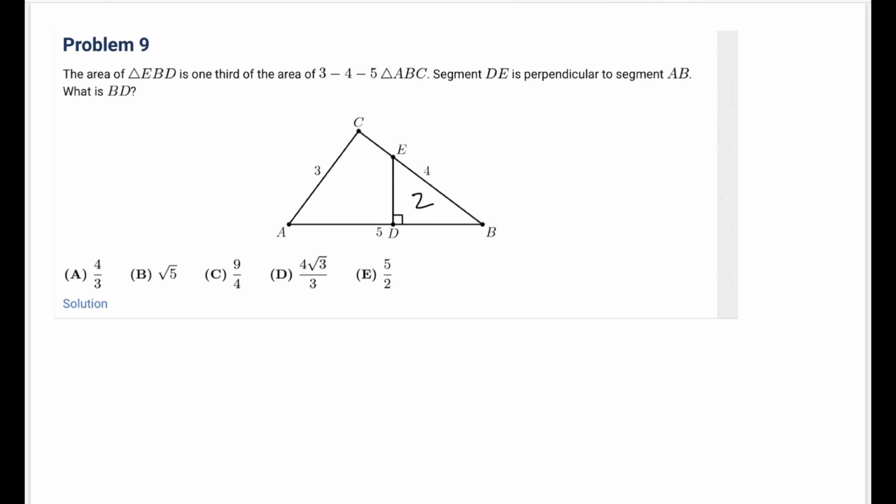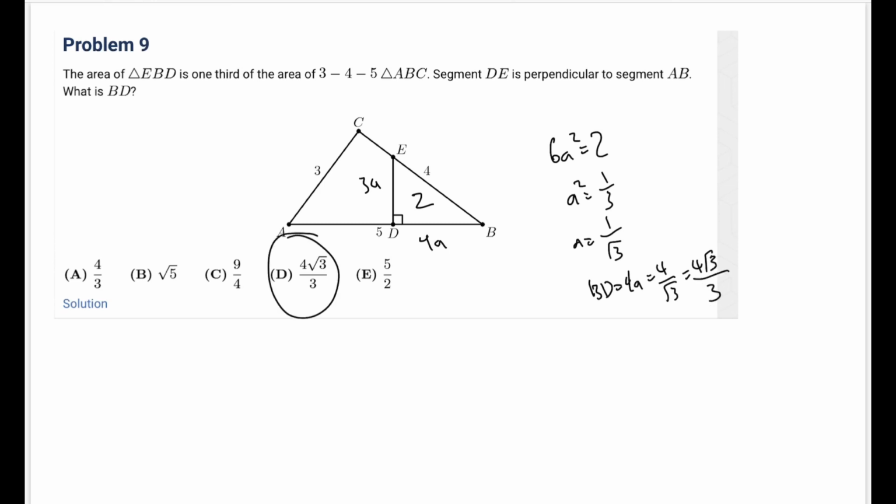And since this triangle and this triangle are similar, let's say that this is 3a and this is 4a, and so 6a squared would be equal to 2, right? A squared equals 1 over 3, a equals 1 over root 3, and so BD equals 4a equals 4 over root 3. This is 4 root 3 over 3. So the answer is D.